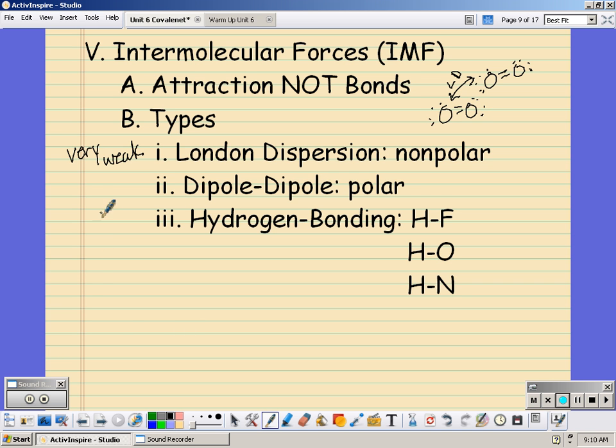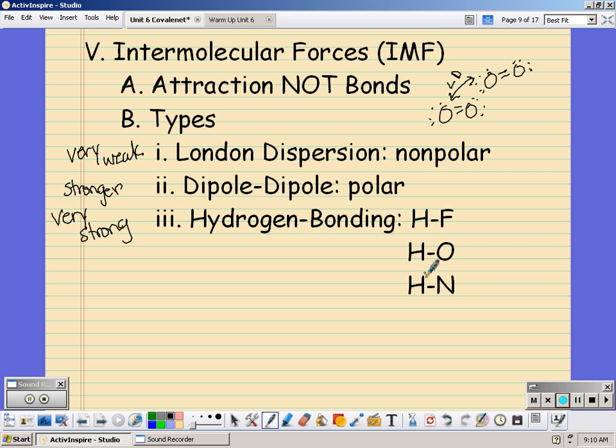Dipole-dipole is for polar molecules, and it is a bit stronger. Hydrogen bonding is incredibly strong, so very strong. And hydrogen bonding, even though the word bonding is in there, it's a force of attraction between our molecules. It's called hydrogen bonding because you have hydrogen bonded to something else. The 3 things that you have are fluorine, oxygen, and nitrogen. So when hydrogen is next to fluorine, you have hydrogen bonding force of attraction between those molecules. Hydrogen bonded to an oxygen, again you have intermolecular force of hydrogen bonding.